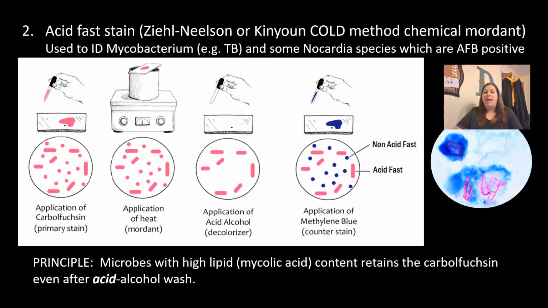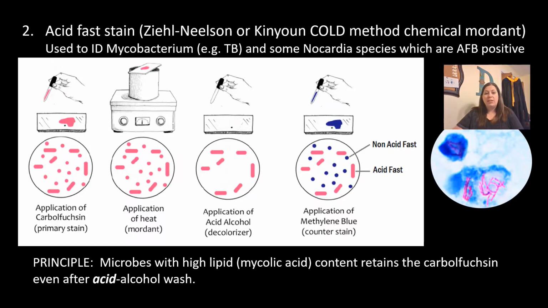Then you would have the application of the acid alcohol. In this case, that's the decolorizer. Once the decolorizer has done its job, you're going to then have the application of the methylene blue or the counterstain. So we do see that the acid-fast positive bacteria is going to be the pink color. The non-acid-fast bacteria would be the bluish color.